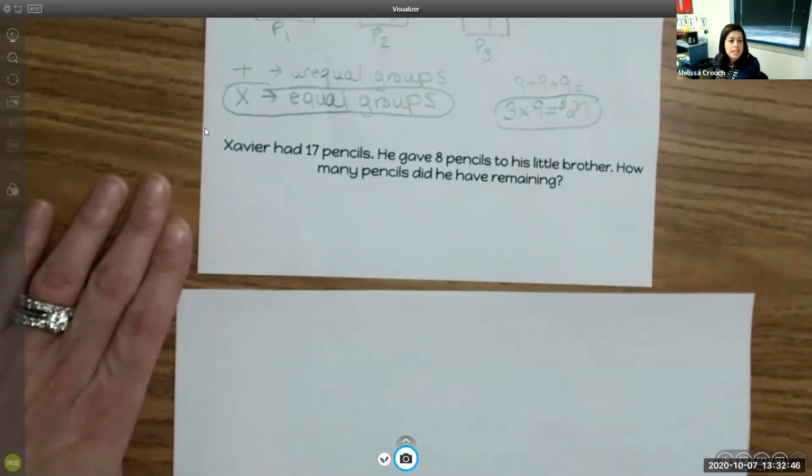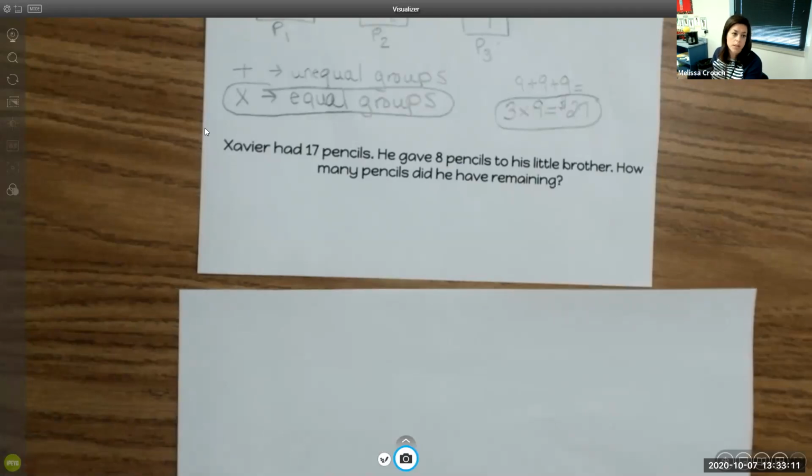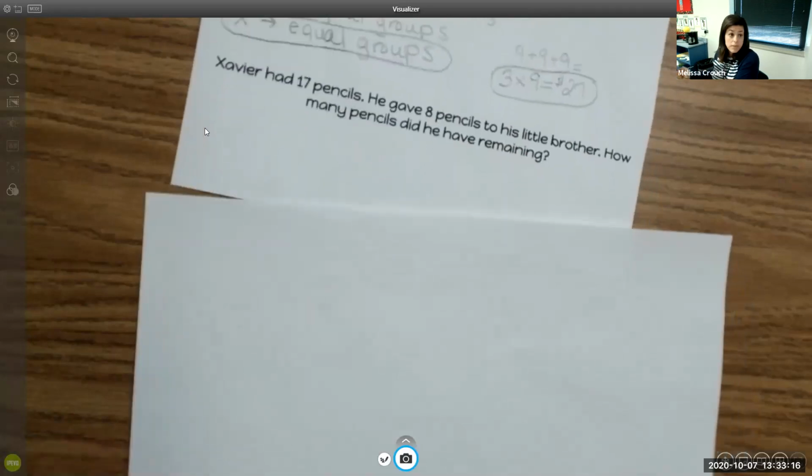Xavier had 17 pencils. He gave 8 pencils to his little brother. How many pencils did he have remaining? Okay. One piece at a time, draw what you see. Xavier had 17 pencils. All right, I'm going to draw 17 pencils, but I'm not going to spend time drawing a pencil. I'm going to draw some circles because that's easier. But I'm going to draw 17 of them.